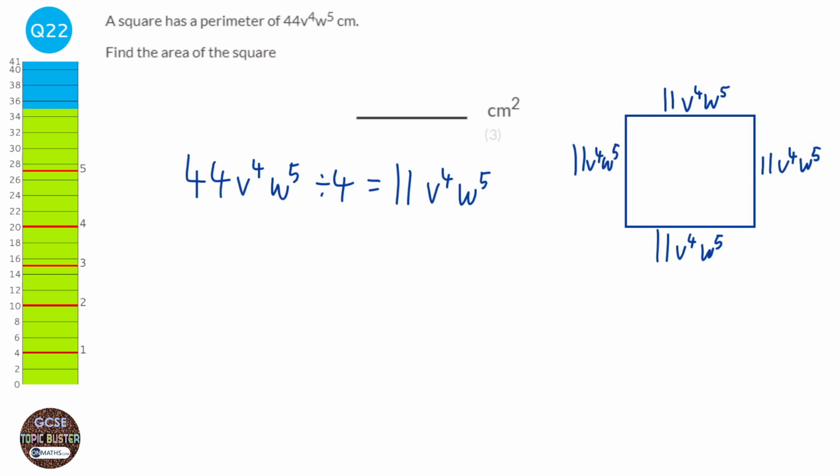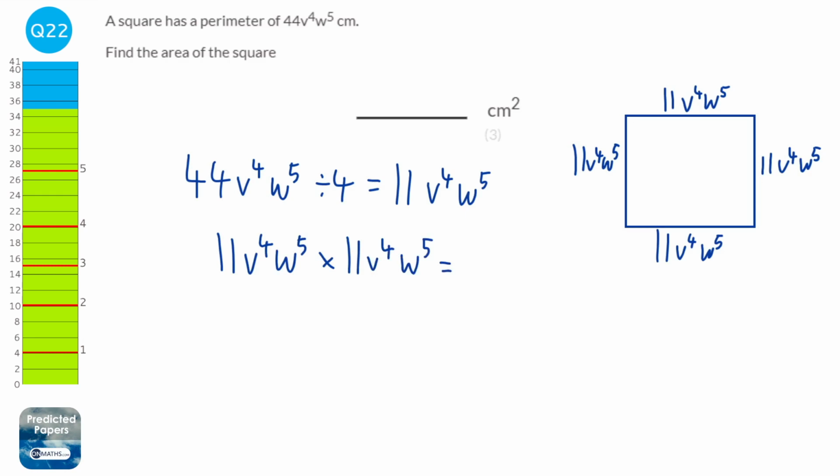So it's 44 v to the power 4 w to the power 5 in total. And to work out what the area is, we obviously are going to square that. So we're going to do 11 v to the power 4 w to the power 5, and we're going to just times it by itself, which is what squaring means.